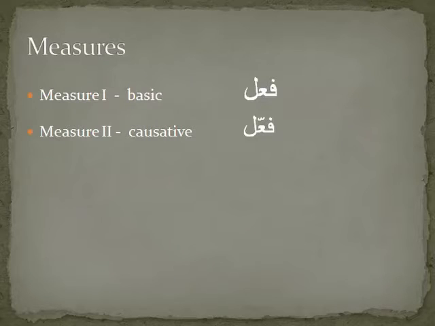Now, as you may have already gathered from previewing some of your material, we have 10 measures in Arabic. You've already seen the first 2. Measure 1 is just the basic verb: to eat, to drink, to sleep. Measure 2, we've seen what this is. One simple change to the pattern, putting a shadda over the middle letter, makes it causative.